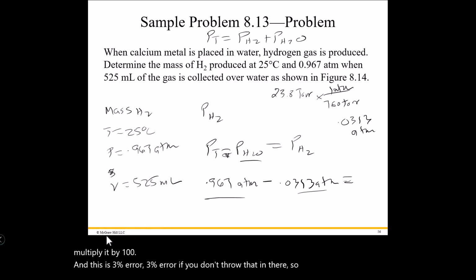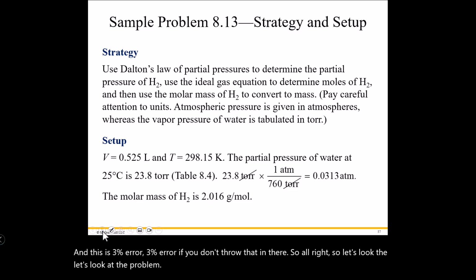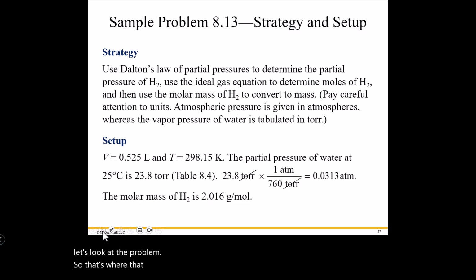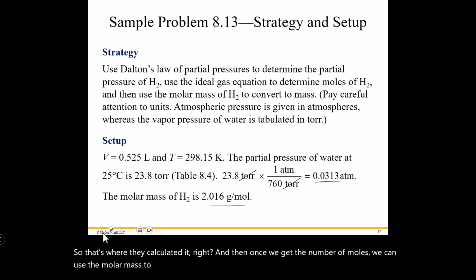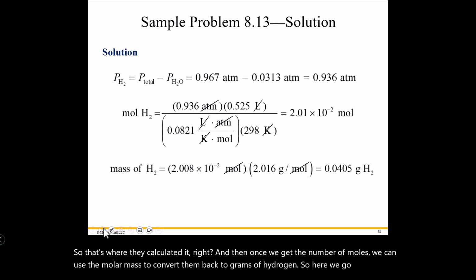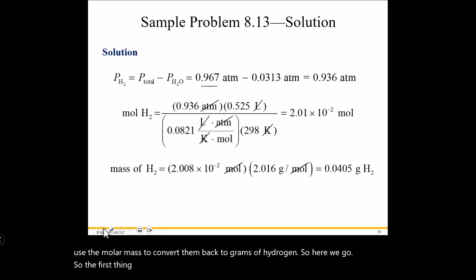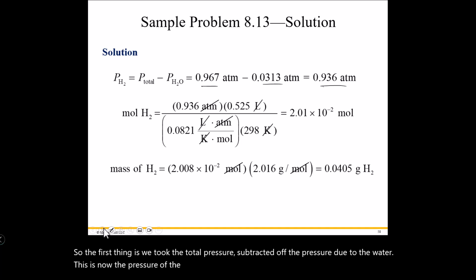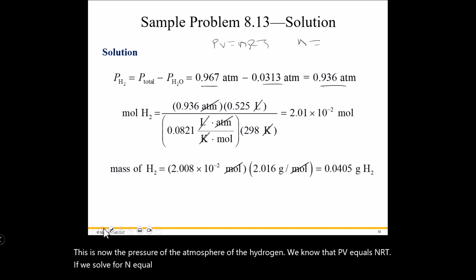So let's look at the problem. That's where they calculated it, right? Once we get the number of moles, we can use the molar mass to convert back to grams of hydrogen. The first thing is we took the total pressure and subtracted off the pressure due to the water. This is now the pressure of the hydrogen. We know that PV equals nRT. If we solve for n, n equals PV over RT. This is what we did here.